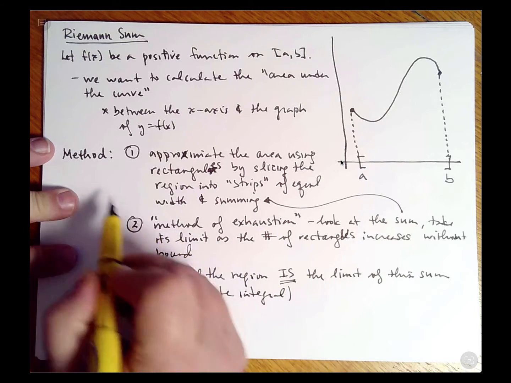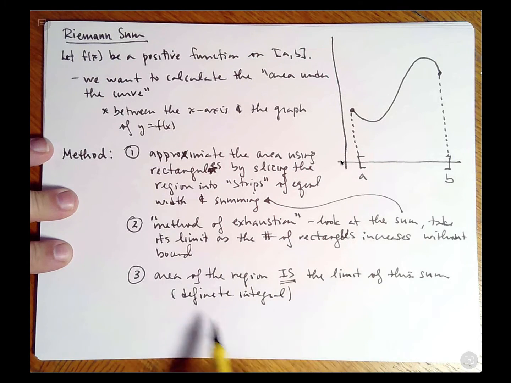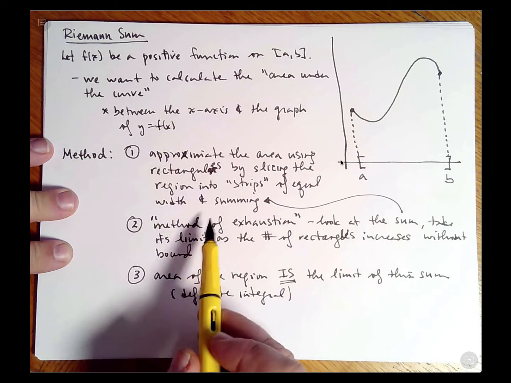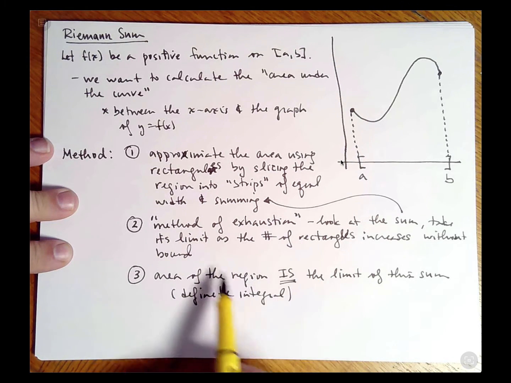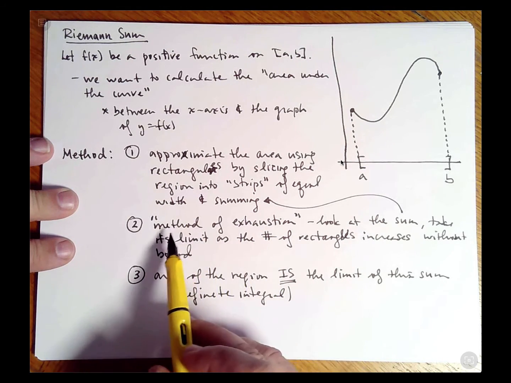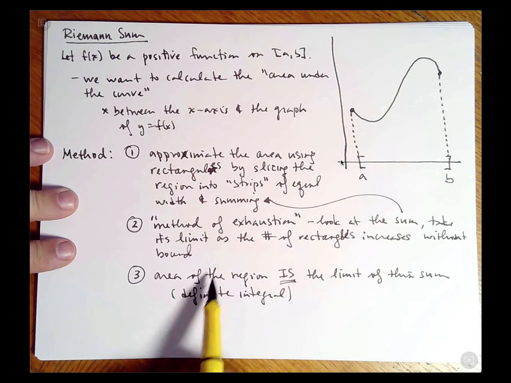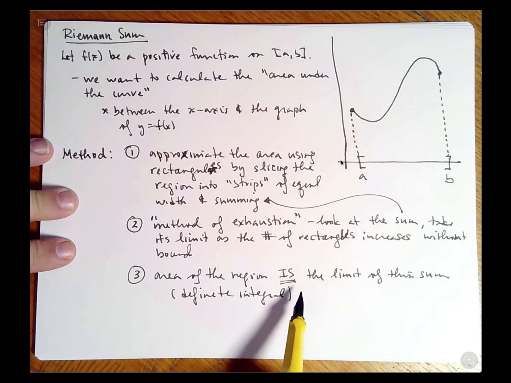All right, so this is the method we'll go through, the conceptual method we go through to solve the area problem. We cut up the region into strips of equal width, and we add them up. And then we look at that sum and we say, oh, well, what happens if the number of rectangles increases without bound? That's the method of exhaustion. I'm increasing the number of rectangles. Increasing and increasing and increasing. Then I look at that limit, and the limit is the area of the region.